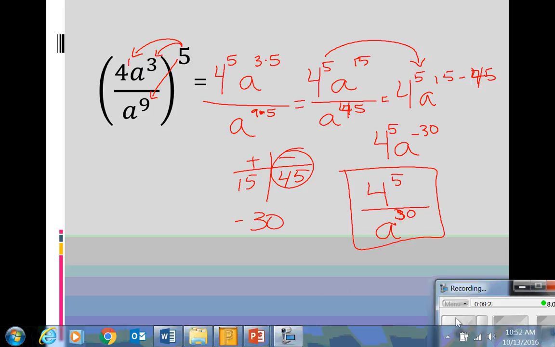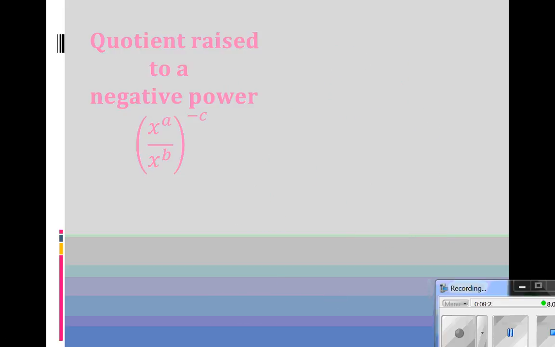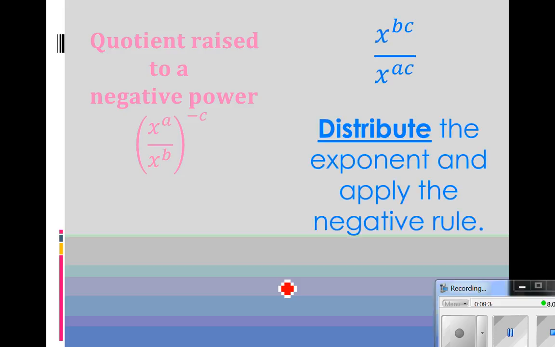The next example is quotients raised to a negative power, and we're going to kind of do the same thing. We're going to distribute and then apply the negative rule. And you'll see that it ends up flipping things over because of that negative rule. The first example, 5 to the third over 5 to the ninth, all raised to the negative 5th power.